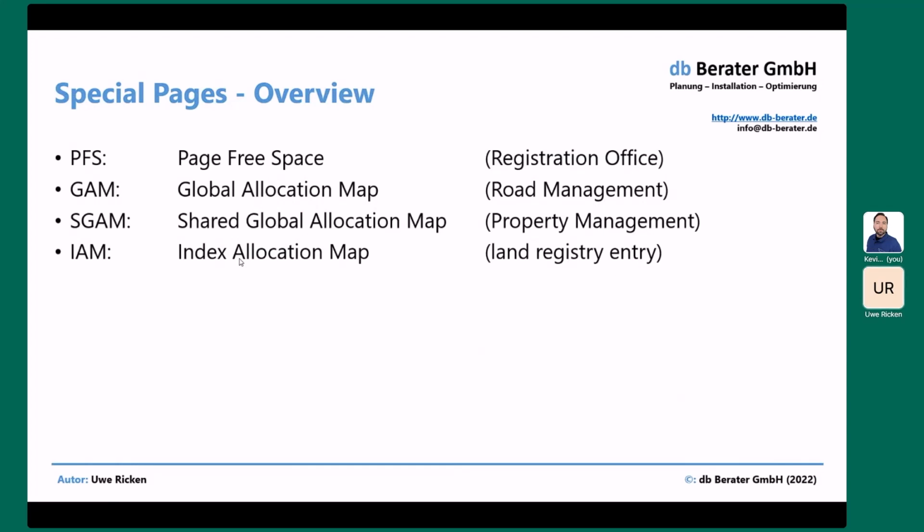The GAM page, the global allocation map, is something like a road management in your city. The GAM is managing so-called extents. An extent is 8 pages in a row, and these 8 pages are managed in one extent.